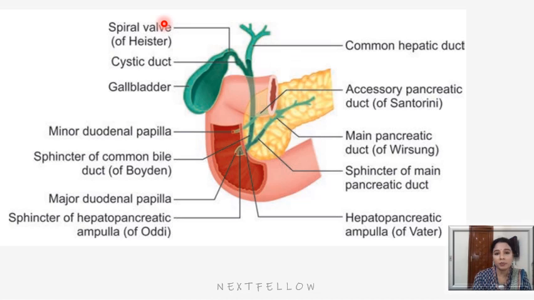So, the relationship of the hepatic, pancreatic and gallbladder ducts. The gallbladder is a blind pouch, joined with a single cystic duct, with numerous mucosal folds within the cystic duct called the spiral valve or valve of Heister. The cystic duct joins with the common hepatic duct to form the common bile duct.